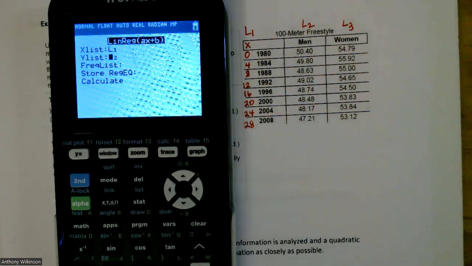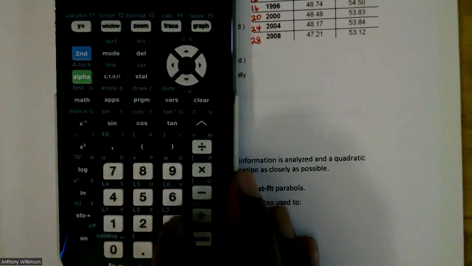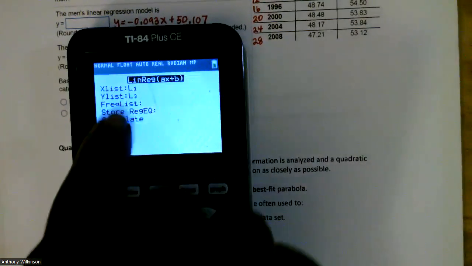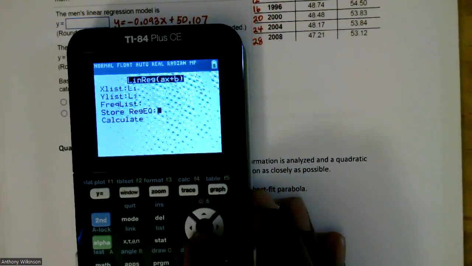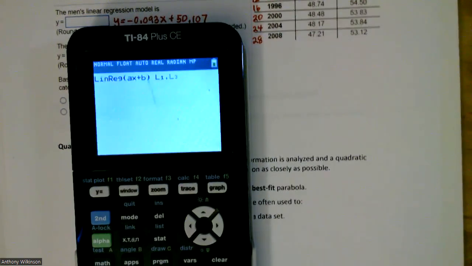And the way I'm going to do that, I will select the second key, and then select number 3 for L3, because right above it is L3. So I'm going to press number 3. It's going to change that to L1, and then L3. Frequency list, I'll leave blank. Store regression equation, leave that blank. Highlight calculate, press enter.